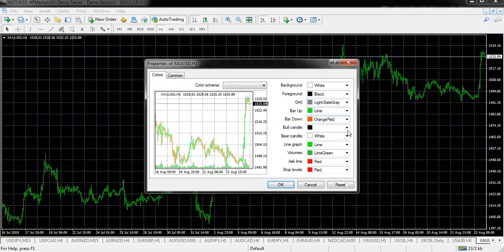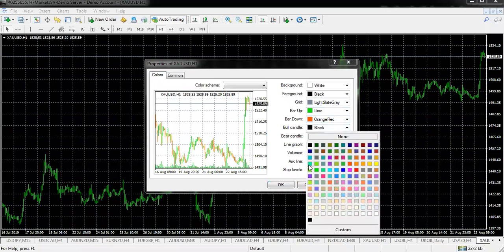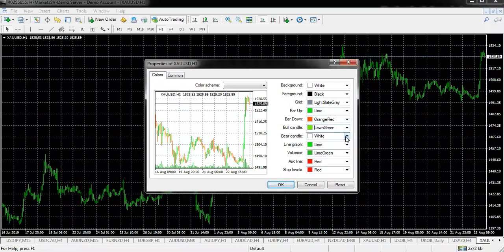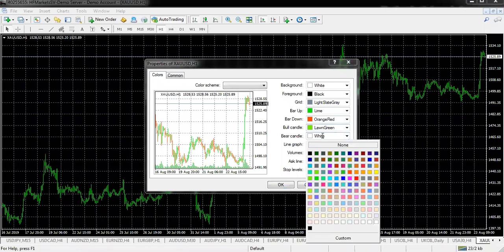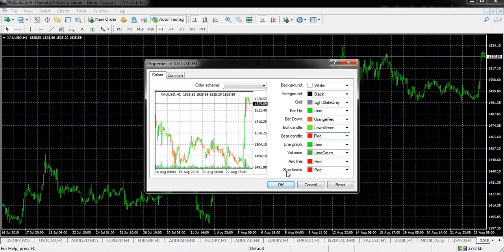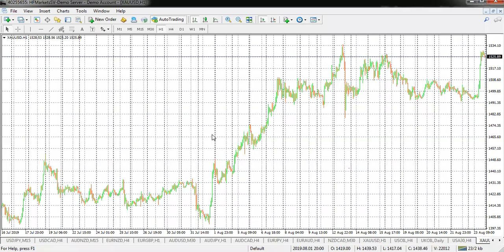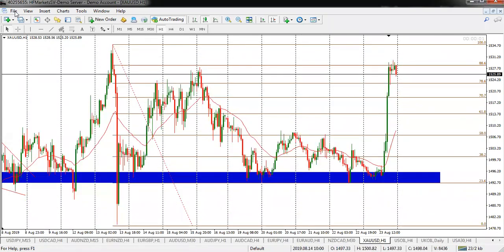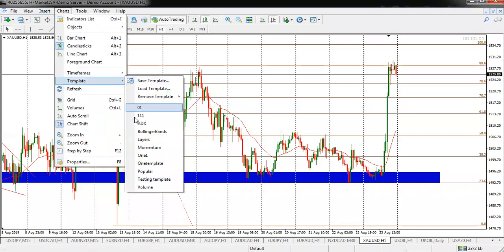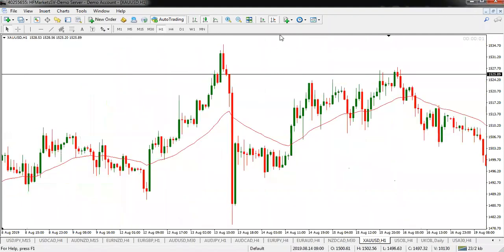So you can change the bull candle to green and the bear candle to red. It depends on what you like and the way you like it. Immediately I click OK, you can see things have changed. You can remove the background grid lines and all of that. Once you do that, you can save it as a template. All these are templates that I've been able to work on. This is the template I currently use.